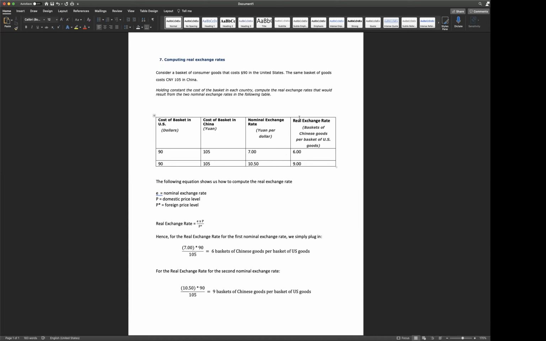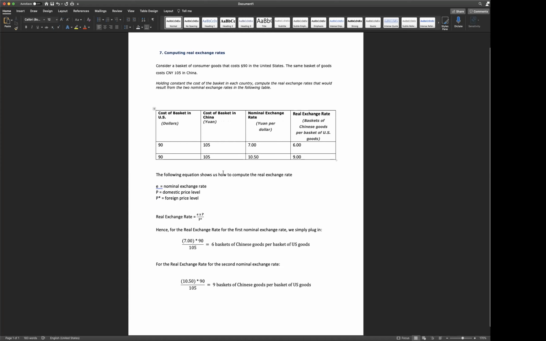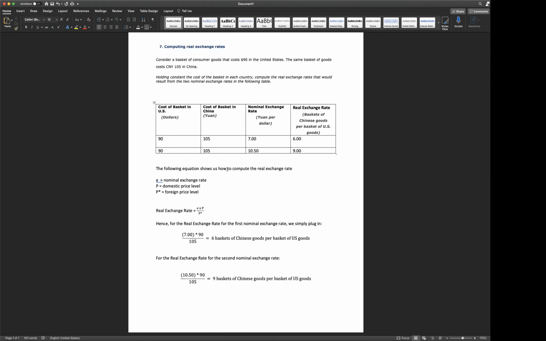And then over here, we're going to need to calculate this real exchange rate. Simply, to calculate the real exchange rate, it's just going to be this formula right here. It's your nominal exchange rate times your domestic price level, and then you divide that by your foreign price level. So what would the nominal exchange rate be? In the first case, it's 7 yuan per dollar. So we're going to put that right there. And in this part of the equation, the foreign price level, that was 105. Whatever the cost of the basket is in the foreign country, we're going to use that.